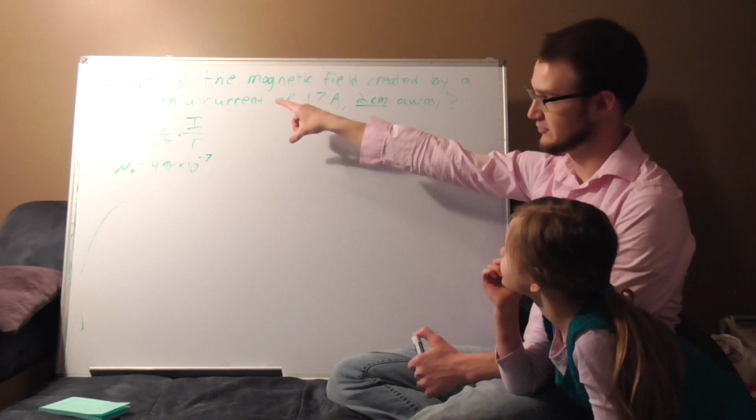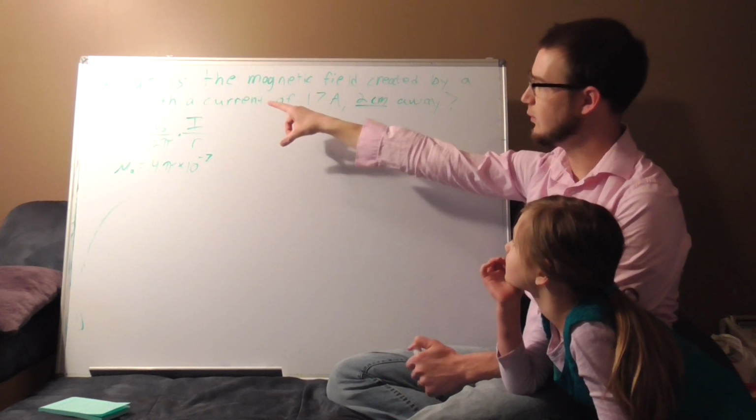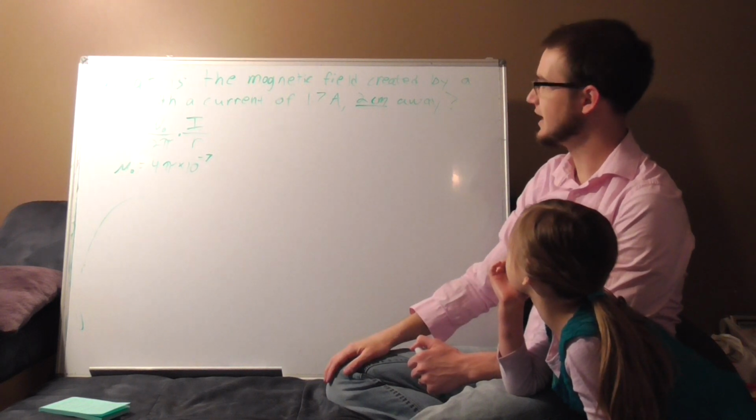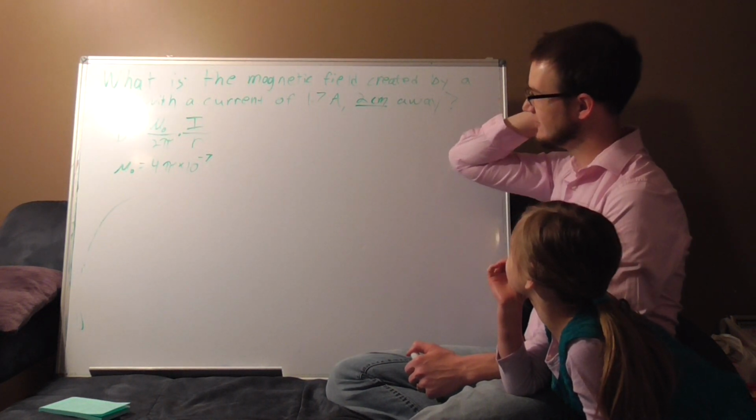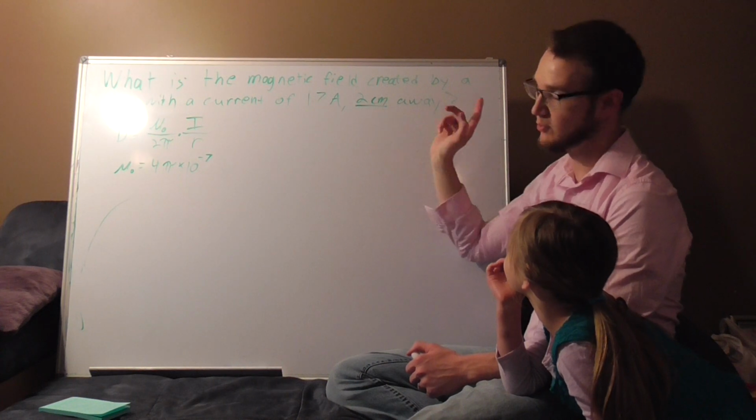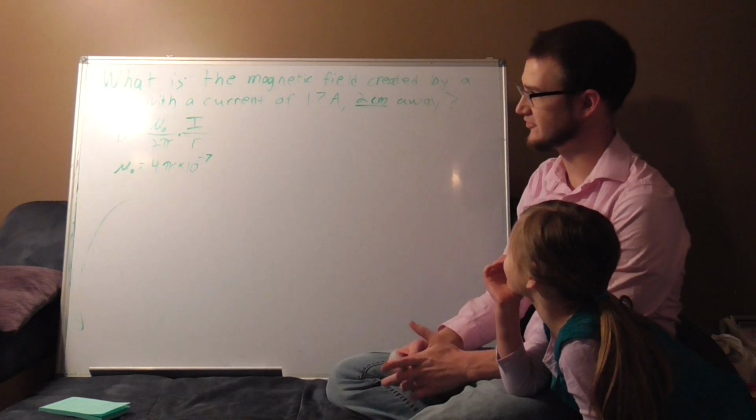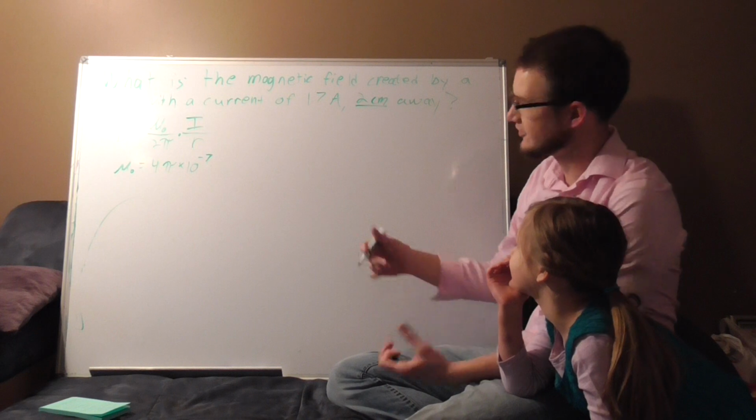I don't know how well you'll be able to read it, but I'll read it off to you. What is the magnetic field created by a wire with a current of 1.7 amps, 2 centimeters away, and we will need to convert that, but we'll get there in a second. So I'm going to go ahead and draw what it looks like.